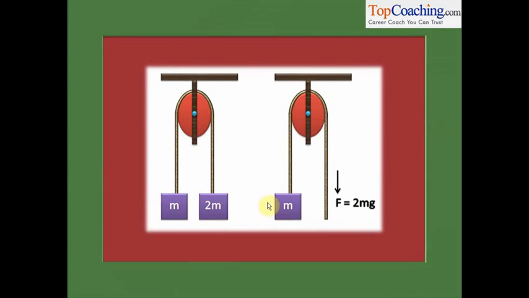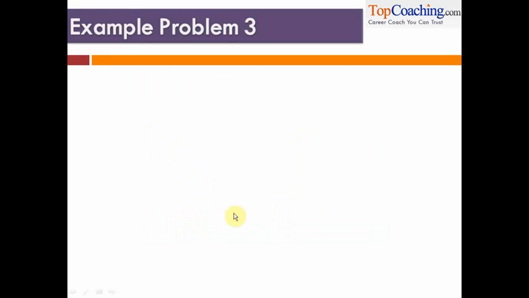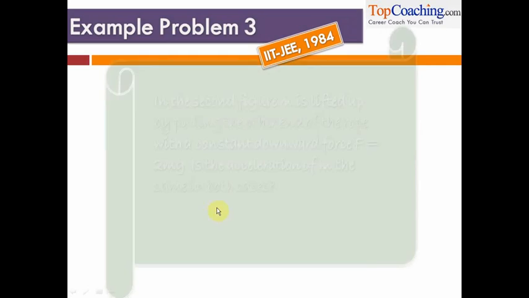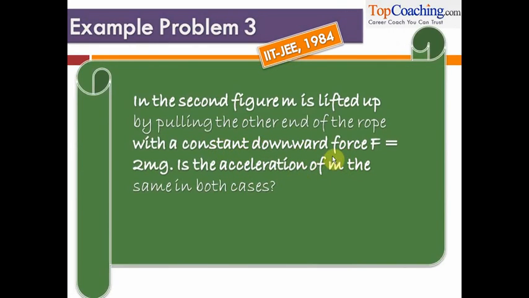It's also given that in the first figure, the mass 2m attached to the right end of the rope pulls the mass m up. Understood? In the second figure, as it is shown, a force 2 mg acts on the right end of the rope and that pulls the mass up. Is the acceleration of m the same in both cases?